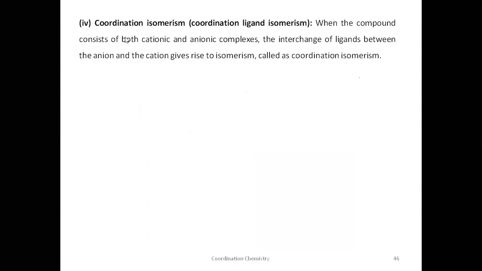And the next isomerism is coordination isomerism, also known as coordination ligand isomerism. In most cases, the name itself explains the isomerism. You can predict from the name itself. When the compound consists of both cationic and anionic complexes, the interchange of ligands between anion and cation gives rise to these isomers. If you see the example, you can understand. See here, cation and anion are both complexes. Let us see one example.